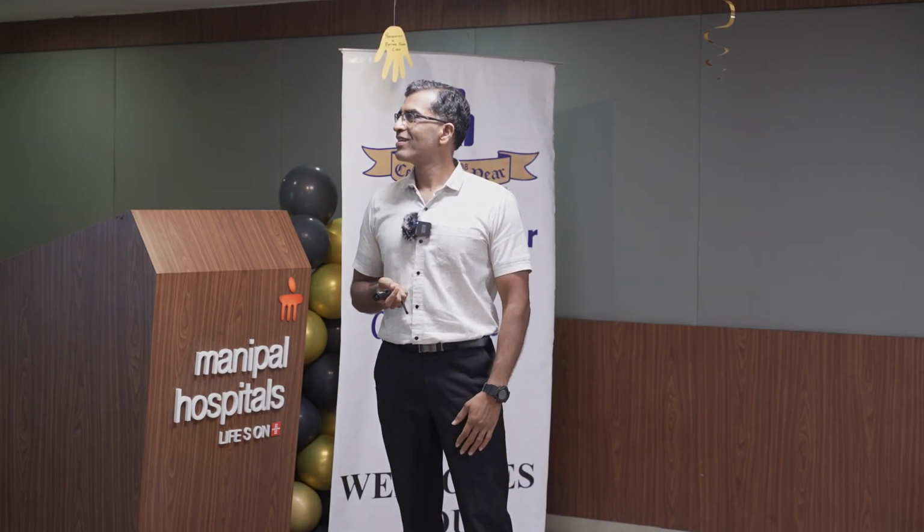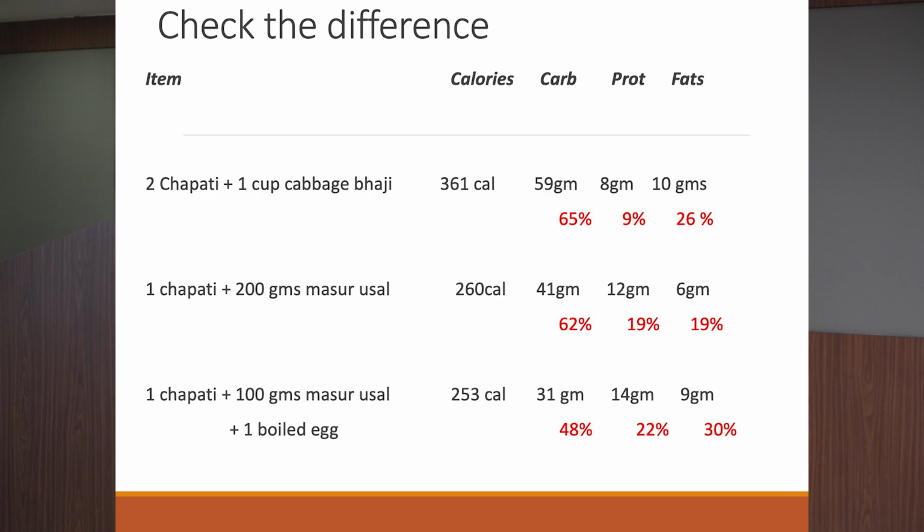Next, we are going to compare 3 different breakfast menus. Suppose you eat 2 chapatis and 1 cup cabbage bhaji. You get 361 calories, 8 grams of protein, only 9% is protein. A lot of it is carb. We need something slightly better. We reduce the chapati part because we know the carb is higher, and we choose usal in place of cabbage. Cabbage is all fiber, usal is actual substance. You are eating fewer calories and protein is higher, 12 grams instead of 8. So this is a better option.